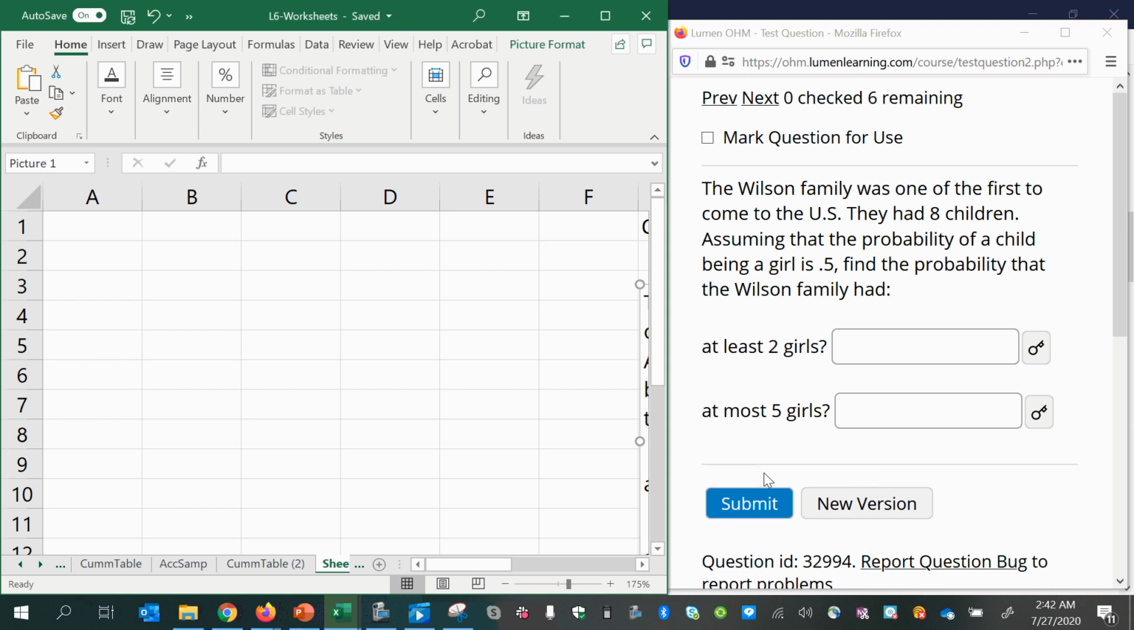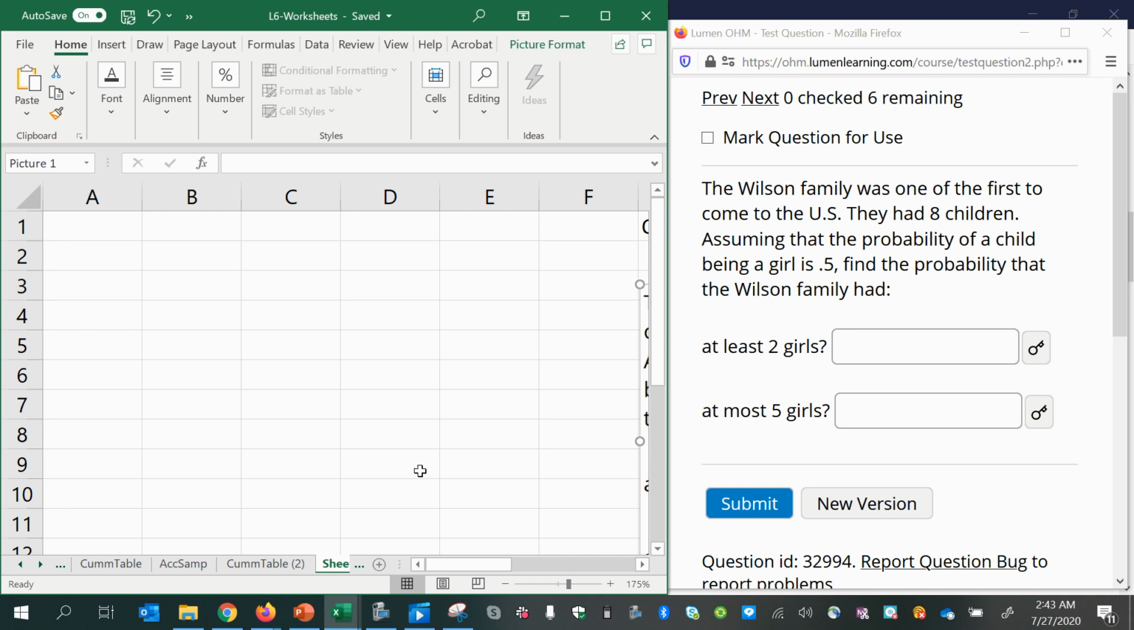The Wilson family was one of the first to come to the U.S. They had 8 children. Assuming that the probability of a child being a girl is 0.5, find the probability that the Wilson family had at least 2 girls and at most 5 girls.